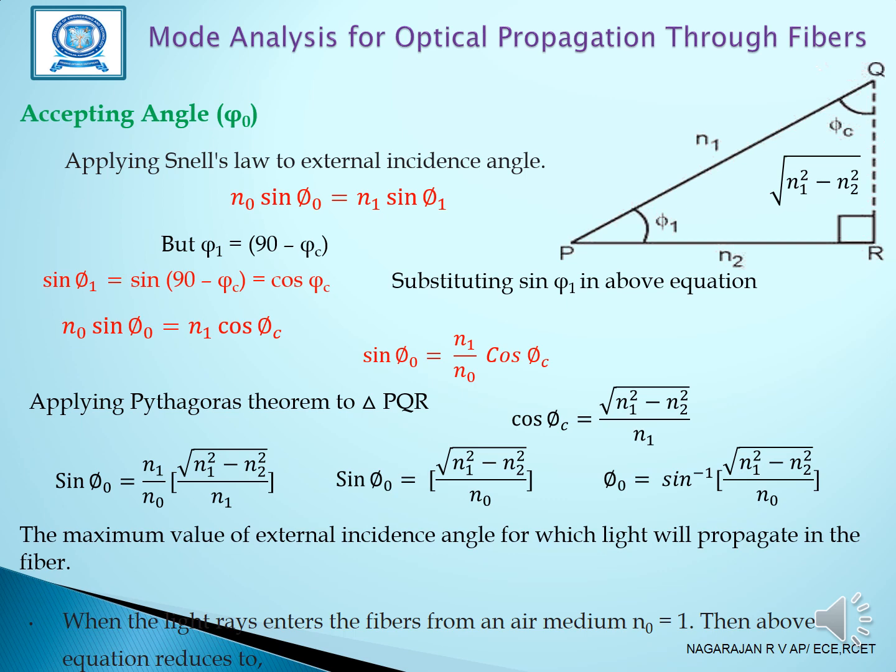The maximum value of the external incident angle for which light will propagate in the fiber is phi 0 equal to sin inverse of root of N1 square minus N2 square divided by N0. When the light rays enter the fiber from an air medium, N0 is equal to 1, and the above equation is reduced.